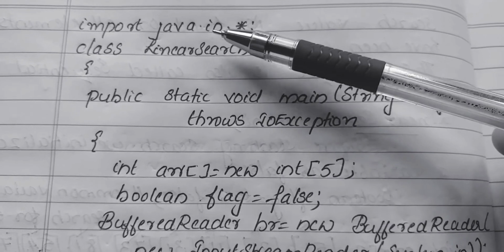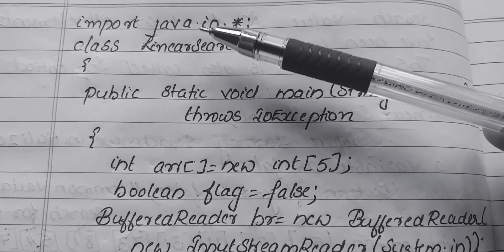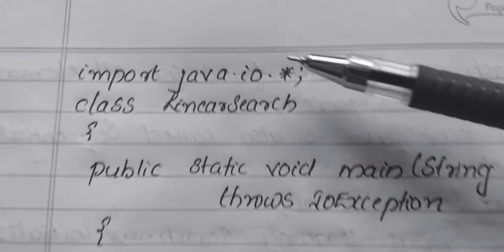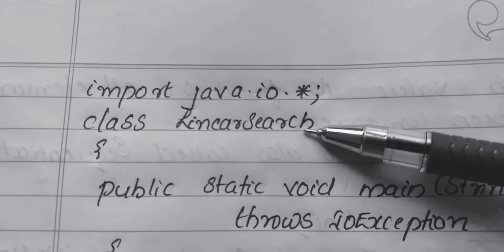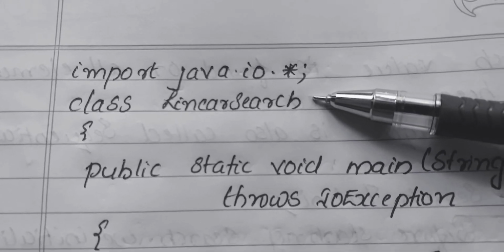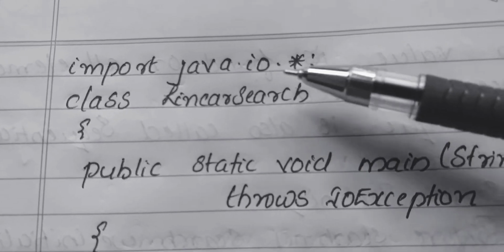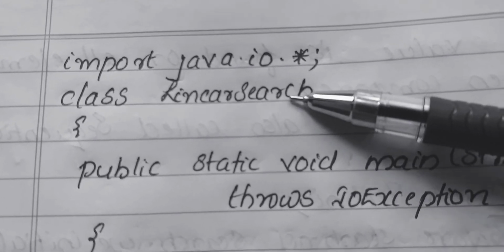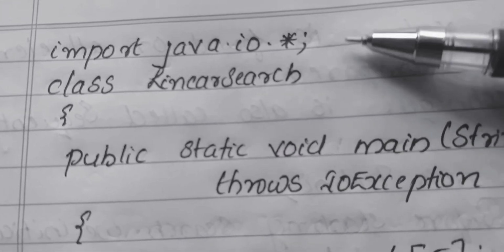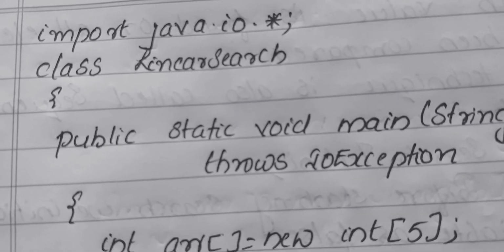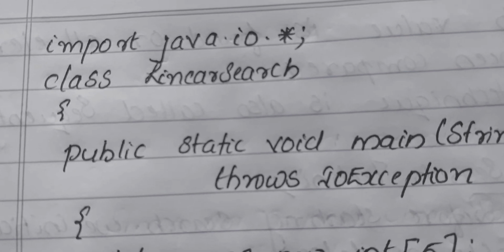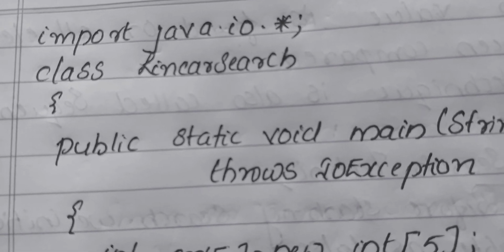Import java. Since we are using the IO class, the package to be imported is import java.io.star semicolon, and after that the class name. Students, when we are giving a class name, don't give spaces. You know which rules are to be followed while giving a class name.